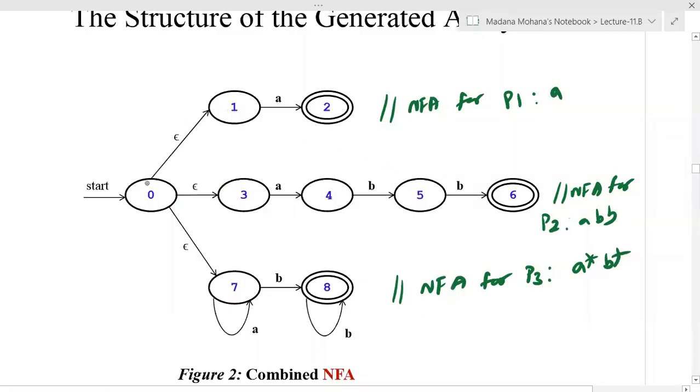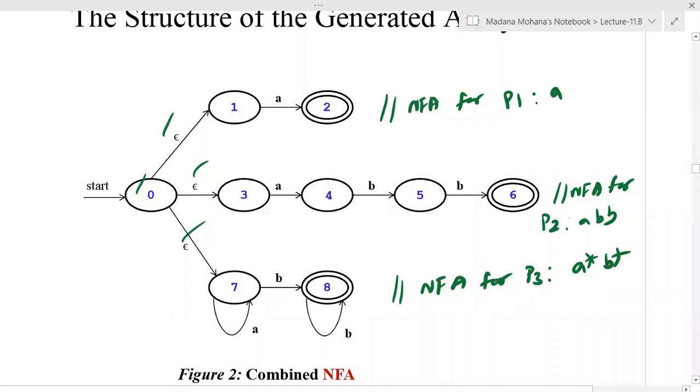So now we combine them by taking one start state, 0, with the 3 epsilon transitions. In parallel, these three are connected to the start state. This part is the NFA for A, this part is the NFA for ABB, and this part is the NFA for A closure, B positive closure. Suppose all these three patterns are concatenated.